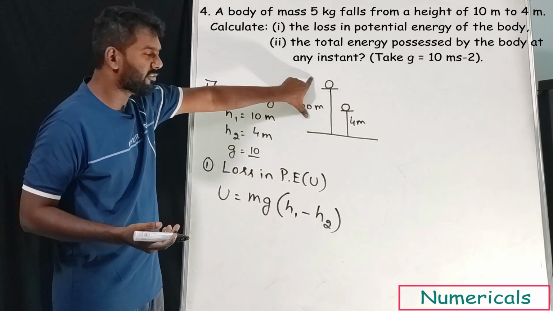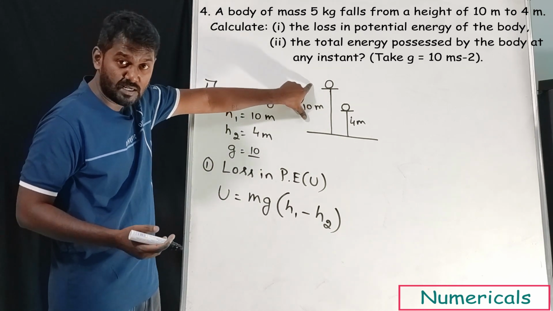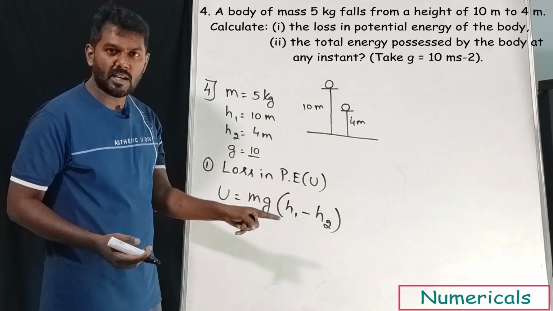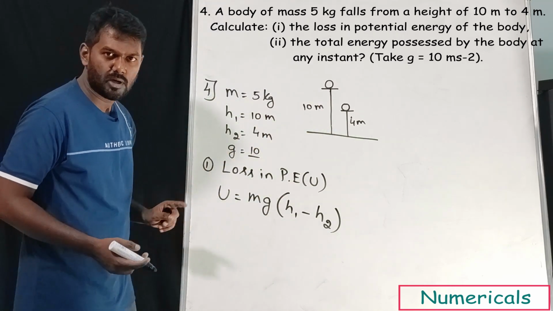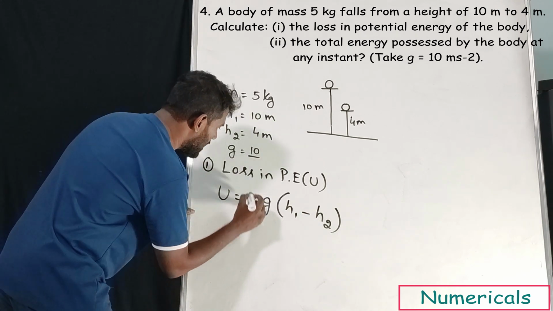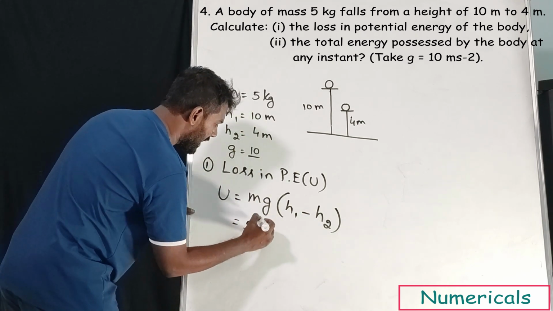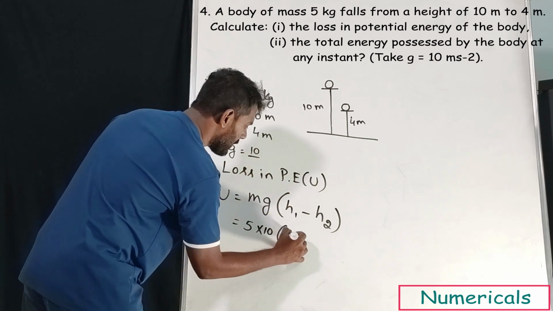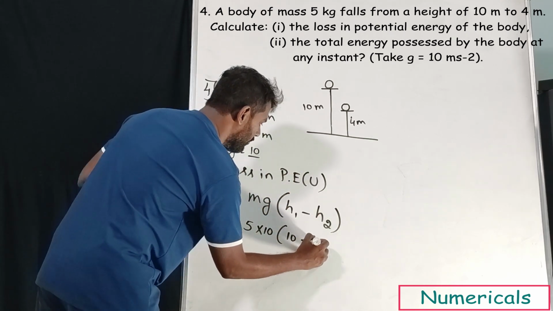So at this side we have maximum potential energy for this condition, and for this side we have minimum. So loss in potential energy will be subtraction of both the cases, correct? That is why we are using subtraction. Then mass is given as 5 kg, gravity is 10. What is h1? That is 10. What is h2? That is 4.